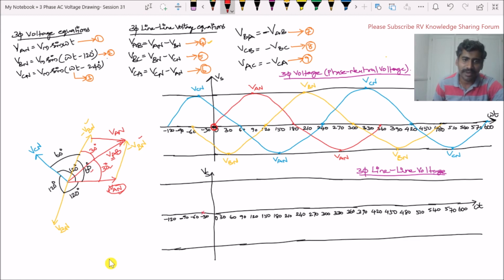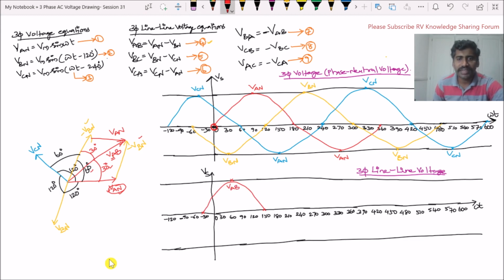I have marked it here in red color. From minus 30 we have to leave 90 degrees in order to have the positive peak value of the line voltage VAB. So that becomes 60 degrees. From here we have to leave another 90 degrees in order to complete its positive half cycle. So that becomes 150 degrees. Now let us draw our line voltage VAB, that means the positive half cycle of line voltage VAB, with these markings. So this is our positive half cycle of line voltage VAB.